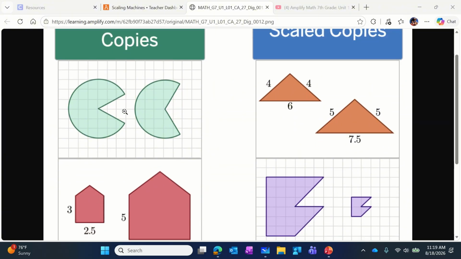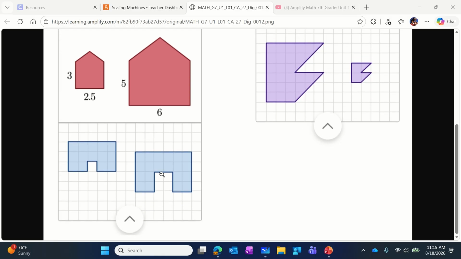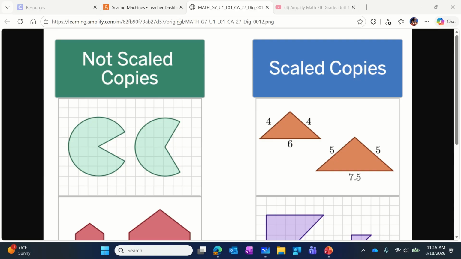This one's clearly not scaled because we have Pac-Man over here, and then we have Pac-Man ordered on Wish. So wrong. This one not scaled because, like you guys said, 3 could not become 5 and 2.5 couldn't become 6. If we divided them to check, they would have been completely different. You guys caught this tricky one that this was whiter on the copy than it was on the original, and this one is proportional. So we're good there.